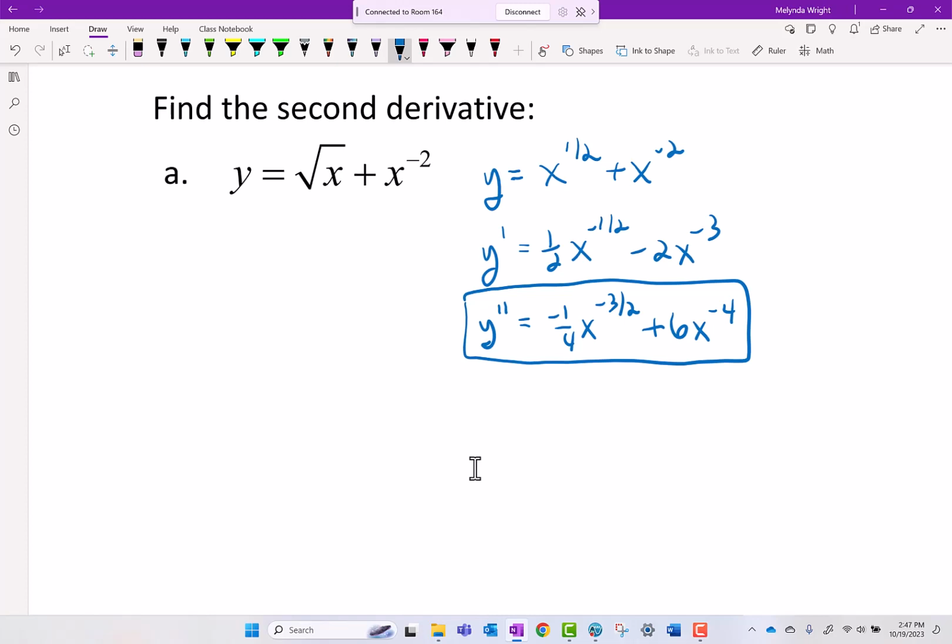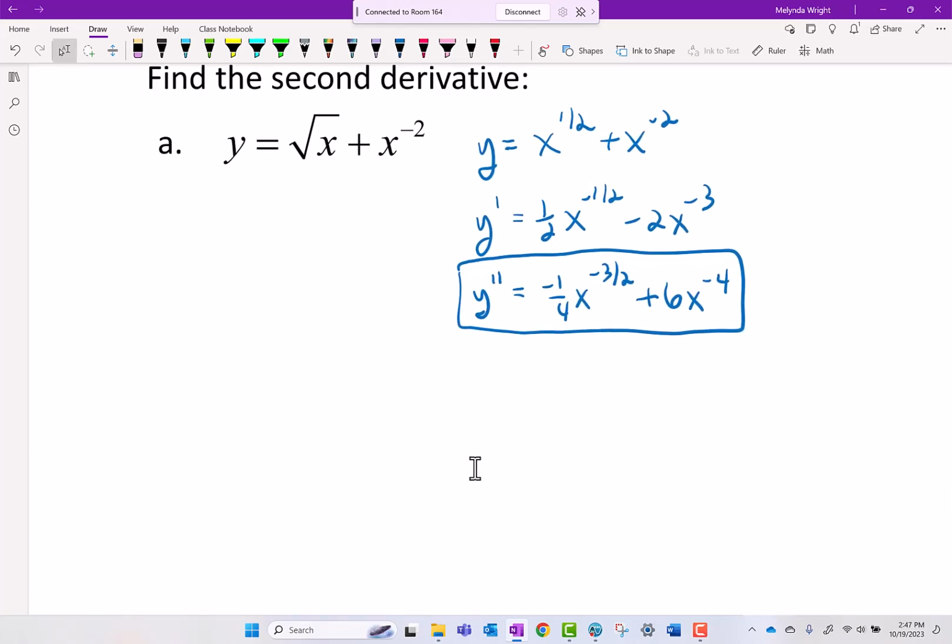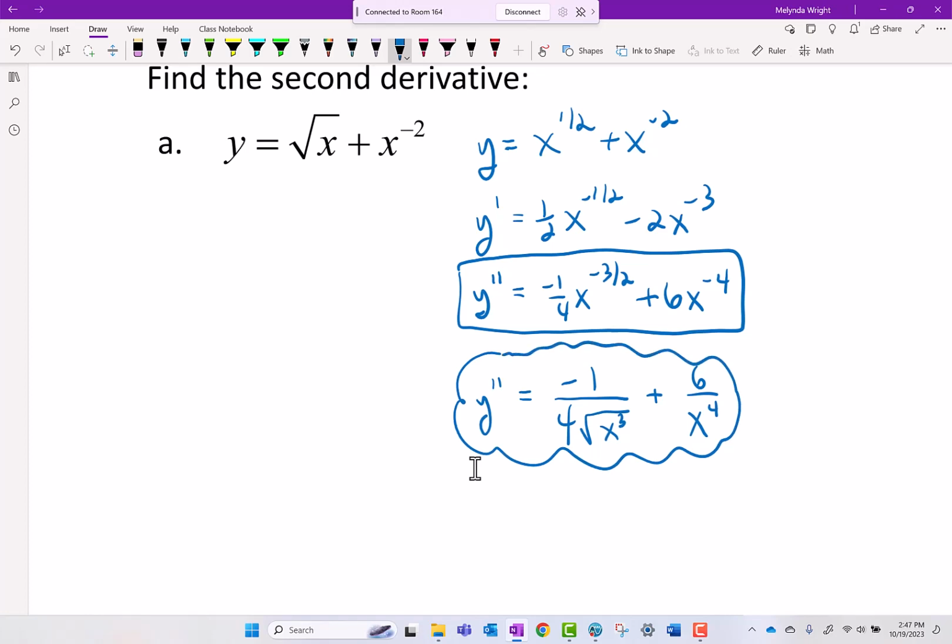But let's go ahead and rewrite it so you can see what it looks like without negative exponents. They would probably put the radical back. See how they put a radical in the question? They would probably put a radical in the answer also. So we would do negative 1 over 4 times the square root of x cubed plus 6 over x to the fourth. So that is another way that you could write it. Again, it's if you want to, or if you're trying to match your answer to a multiple choice answer. That's typically why we would want to rewrite, just to match a multiple choice answer.